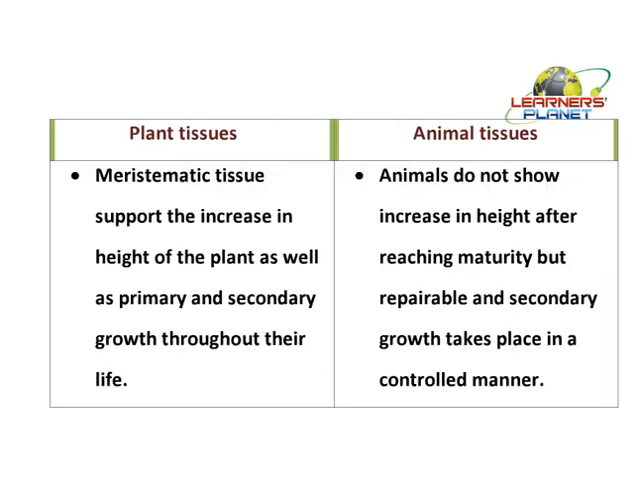Next point is that in the case of plants, these meristematic tissues that we have discussed actually support the increase in height of the plant. We can say these are known as the growth tissues. They help in the growth of the organism continuously throughout their life. Now don't get confused here. If the height of a plant is increasing, no doubt it is supported by the meristematic tissue only.